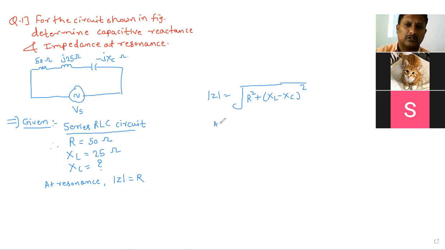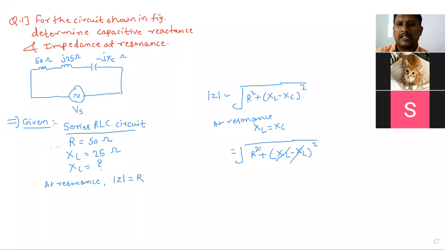पण ऍट रेझोनन्स काय होतं? ऍट रेझोनन्स XL इज इक्वल टू XC होतो, बरोबर आहे. त्यामुळे मी अंडर रूट R स्क्वेअर प्लस (XL मायनस XC) मध्ये XL मायनस XC रिप्लेस करतो. XL आणि XC कॅन्सल होते की नाही, म्हणजे 0 स्क्वेअर झाला. 0 स्क्वेअर म्हणजे 0. सो अंडर रूट R स्क्वेअर म्हणजेच R राहणार. So at resonance, the value of impedance is only R.